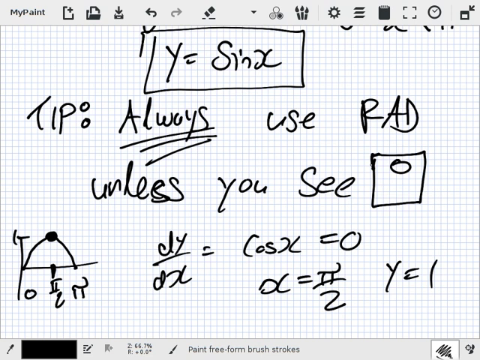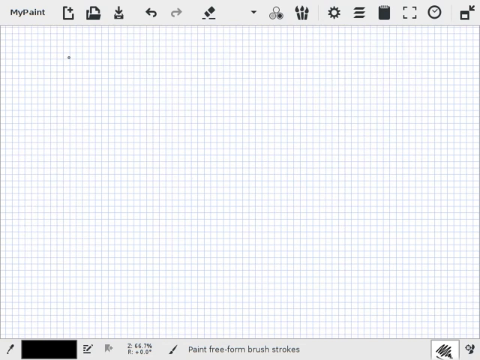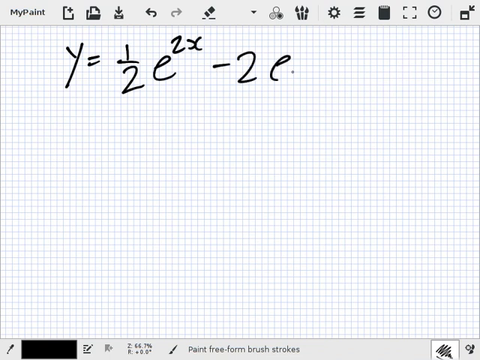One more example? A really hard one. Okay, a harder trigonometry one. Right, give me the turning points for this one. y equals a half e to the 2x minus 2e to the x plus 1 plus e squared x plus 1.